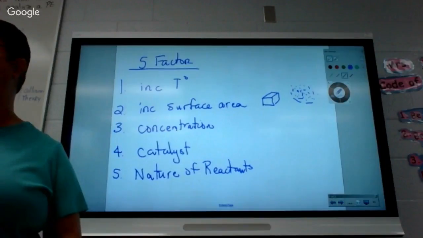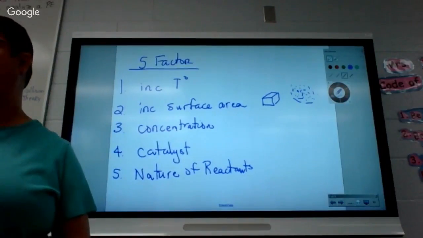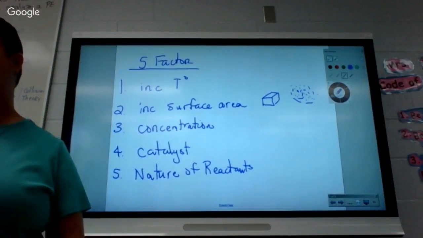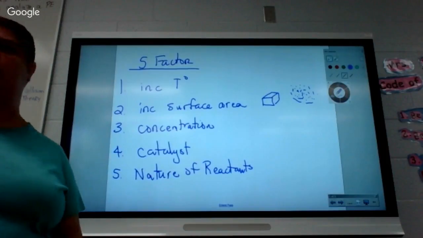Who is not going to be reactive at all on the periodic table? Group 18. They have 8 electrons. They're not going to react, so they shouldn't even be part of the conversation.